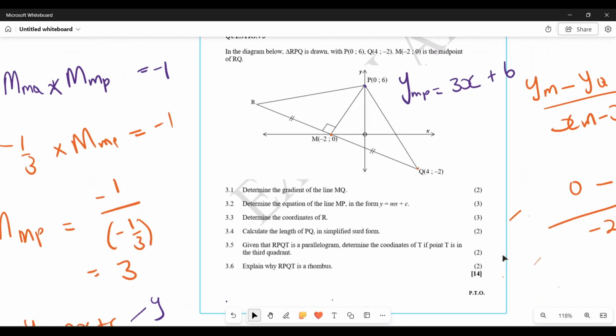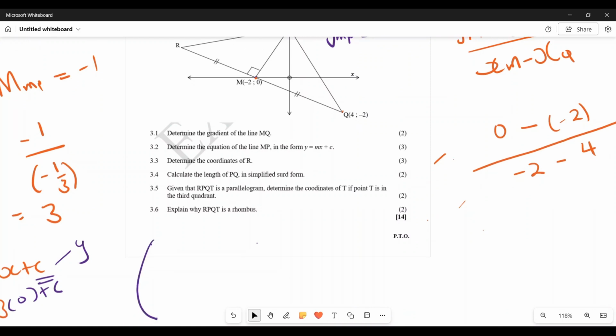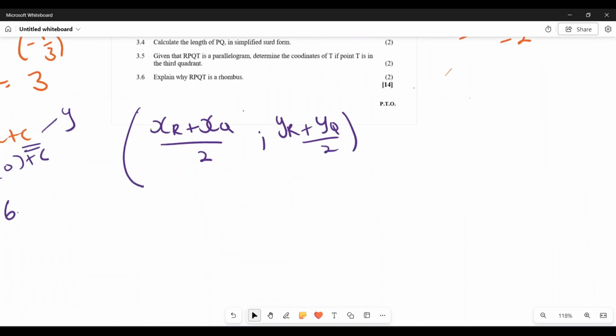Now, coordinates of R. Remember, we have the midpoint of line RQ, right? And its midpoint is at point M. So we can make use of the midpoint formula to determine the coordinates at R. Now, remember, how did they go about finding these coordinates at M? I'm going to write down the equation here. If you take x at R plus x at Q divided by 2, you're going to get the x value of your midpoint. And if you take your y at R plus your y at Q divided by 2, you're going to get the y value of your midpoint, right?